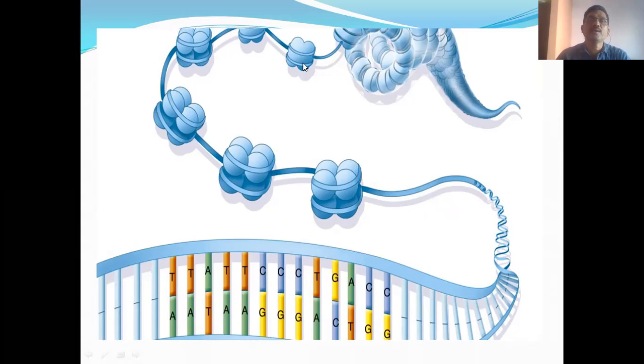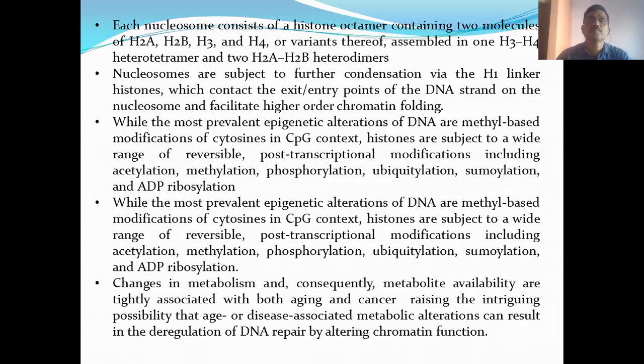So this entry point and exit point will be occupied by the linker DNA, and this linker DNA remains attached with the H1 protein. The H1 protein is always present at the entry point and the exit point, and this is helpful for the folding of the chromatin fiber. The higher order chromatin folding depends on this H1 protein, and that is helpful for the compactness of the nucleosome.